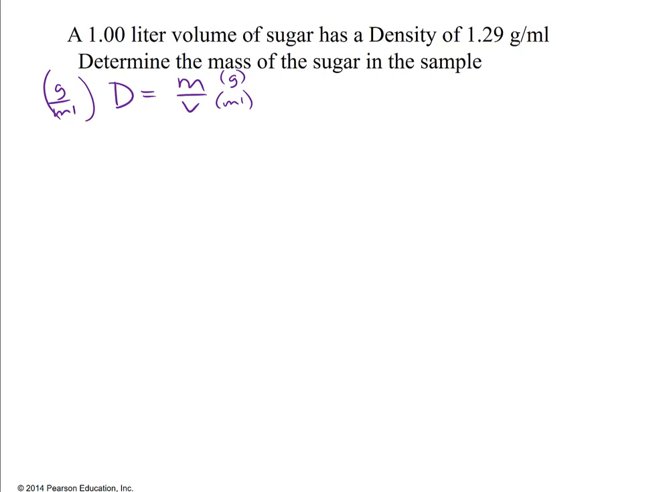So in this one, a 1.00 liter volume of sugar has a density of 1.29 grams per mL. Determine the mass of the sugar in the sample. So always think, okay, what do I know? I know 1.00 liter, and I know density. Grams per mL would be the same as putting 1.29 grams over 1 milliliter. If I want to know the mass, I want to know the grams, so I want my volumes to cancel, leaving my answer in grams.